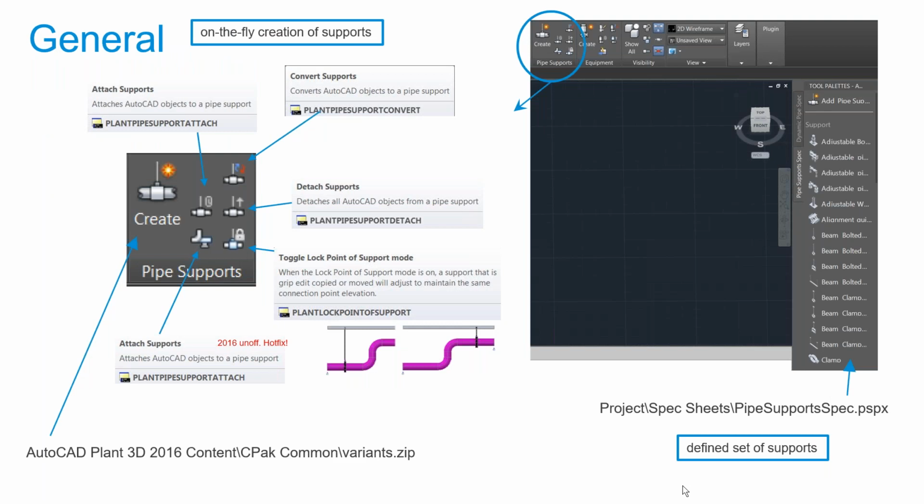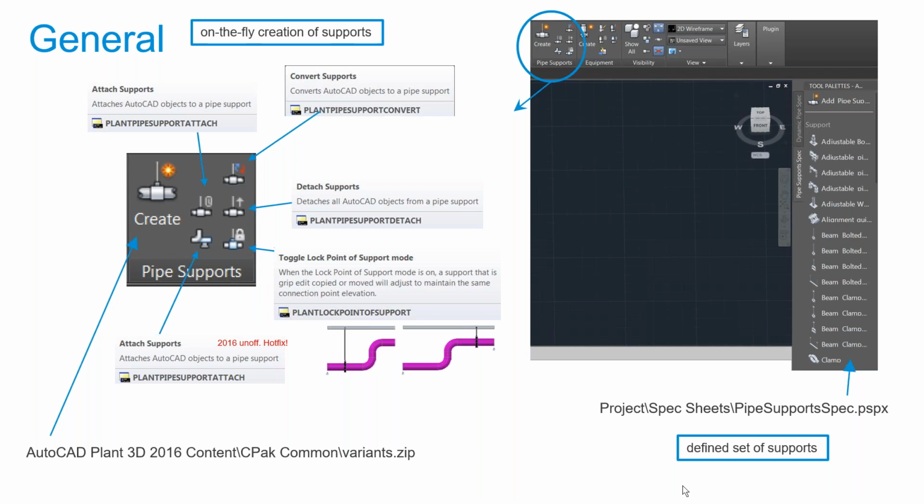So there's several commands here that go along with pipe supports, and you have those up on the ribbon bar under the pipe supports panel there. So basically, if you want to add a support to a section of pipe, you can either click on the tool palette off to the right and just pick one of those shapes and then line it up on the pipe and position it where you want it to go. You can also click up on the ribbon bar on the create button and do the same thing. That will pop up the list and you can scroll over and find the shape that you need and then place from there.